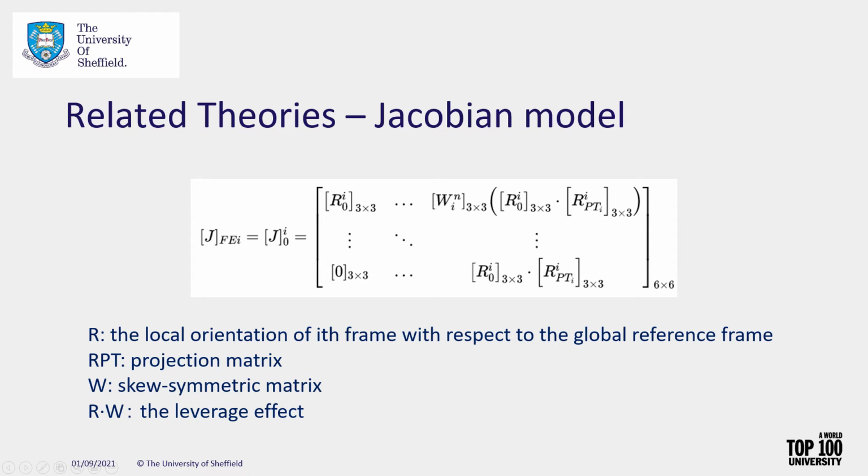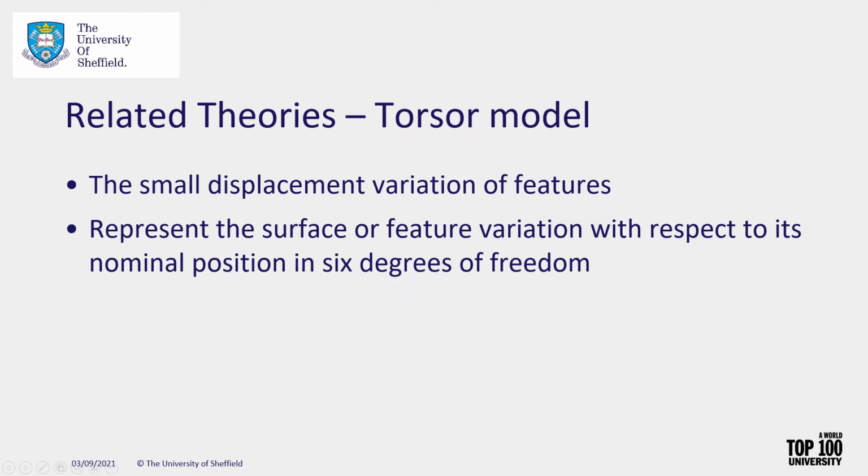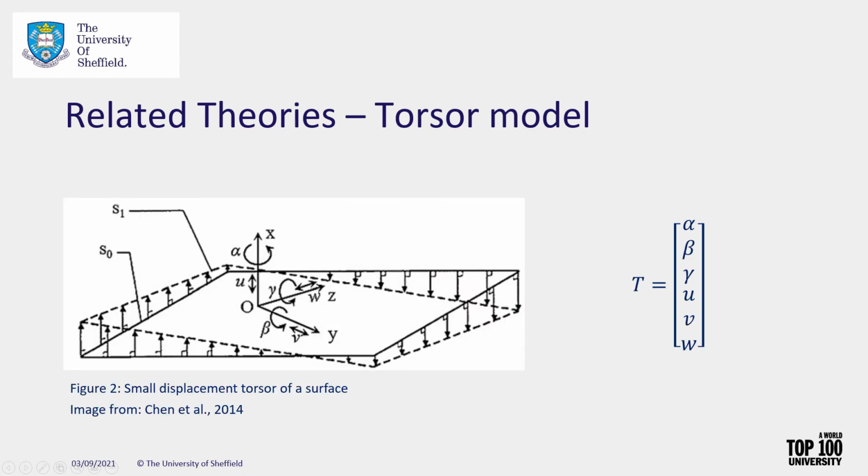the Jacobian matrix. The Torsor model is a small displacement screw used to represent the position and orientation of an ideal surface. Here the figure shows the small displacement torsor of a surface. In the torsor matrix, alpha, beta, and gamma indicate the rotational vectors around the axes x, y, and z in the local reference system respectively, and U, V, W are three specific translational vectors along the axes x, y, and z respectively.